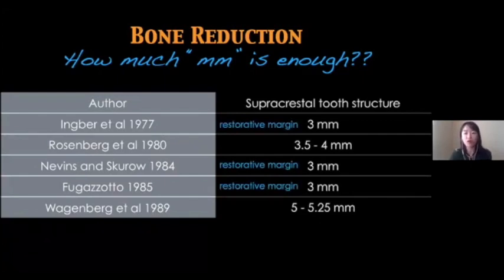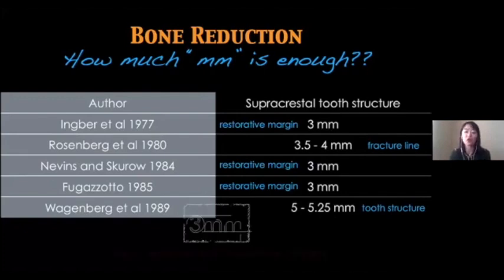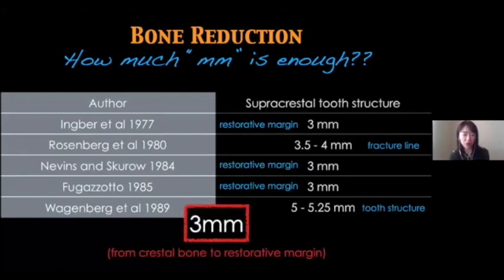Whenever the author mentions 3 millimeters, they are basically talking about the distance from the restorative margin to the crestal bone. So if the reference is the restorative margin, it's usually always 3 millimeters. For the bigger numbers, the authors are actually using a different reference point, such as the furcation line or tooth structure. So basically, don't confuse yourself when you're reading articles. The 3 millimeters is the gold standard for bone reduction in the crown lengthening procedure, and the reference point is from the crestal bone to the restorative margin.